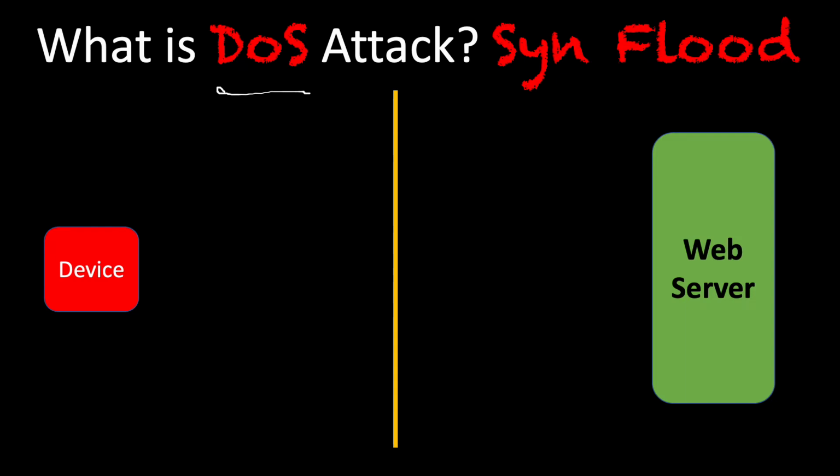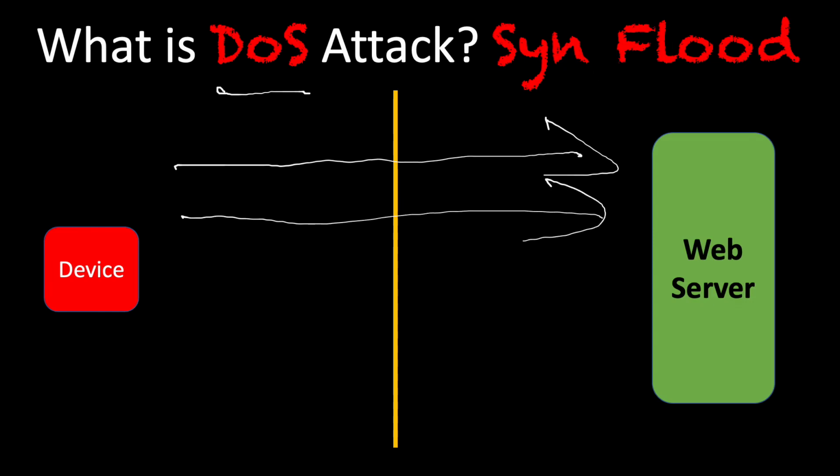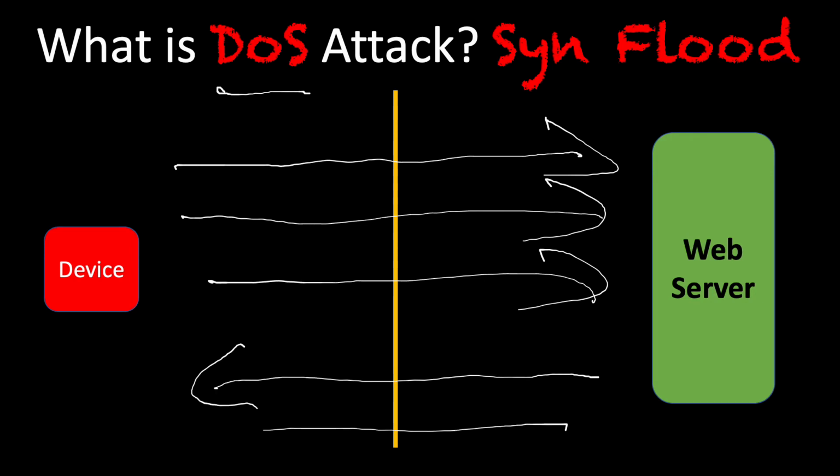So let's look at an example of a SYN flood type of attack. Let's say the device here is compromised, and what will happen is a number of SYN packets will be sent to the web server. The web server is obviously going to be sending back SYN-ACK packets. But each time a SYN packet comes into the web server, it's an open connection, an open port. So it's holding resources in memory and waiting for that connection.